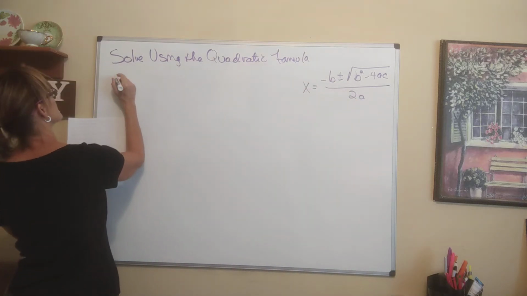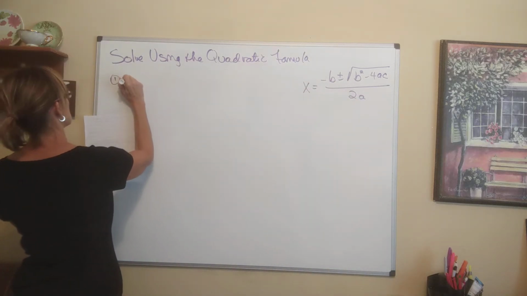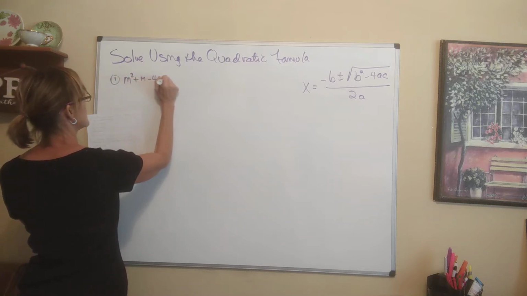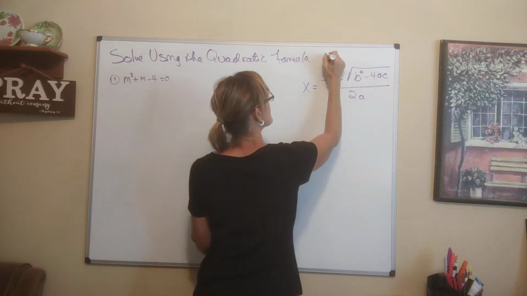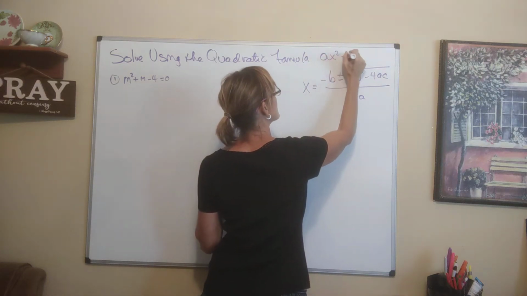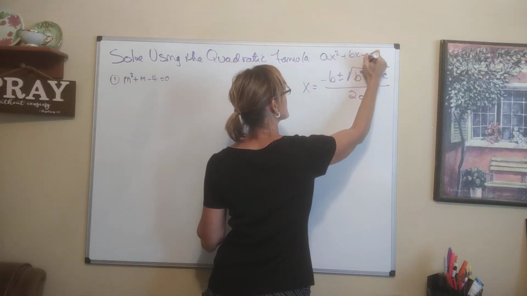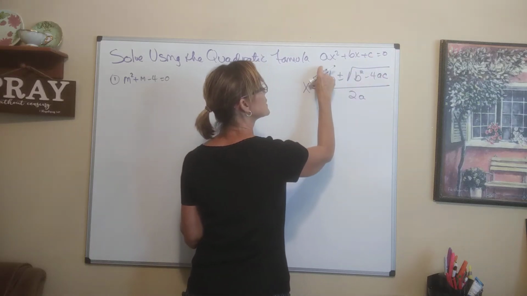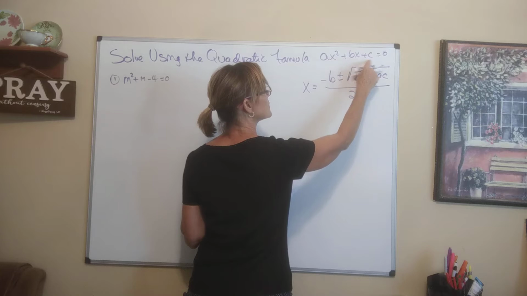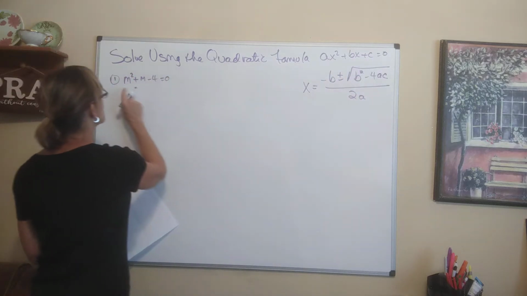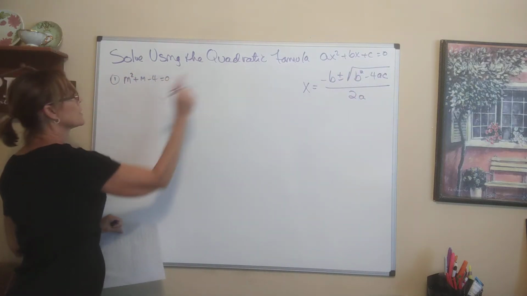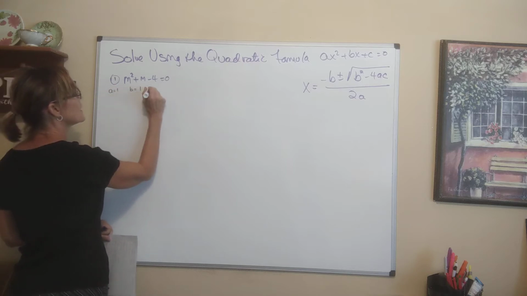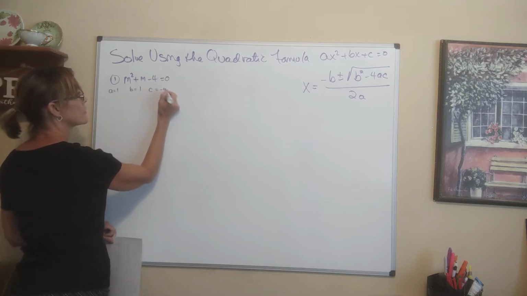Number one, let's solve m squared plus m minus 4 equals 0. This is based on ax squared plus bx plus c equals 0. This formula is based on the equation being in this setup, so a 0 on the right-hand side. So in this case, a would equal 1, b would equal 1, and c would equal negative 4.